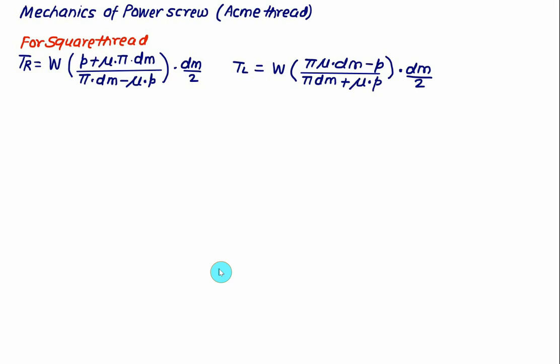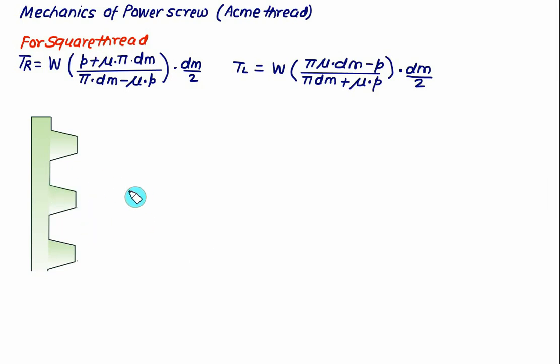Up till now, our discussion is for square thread, and we have developed the two equations for the torque to raise the load and to lower the load. This time we are interested in the Acme thread, or for any thread profile that results in a slanted surface as shown in the figure.